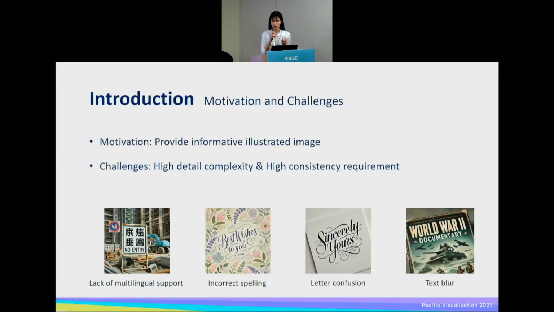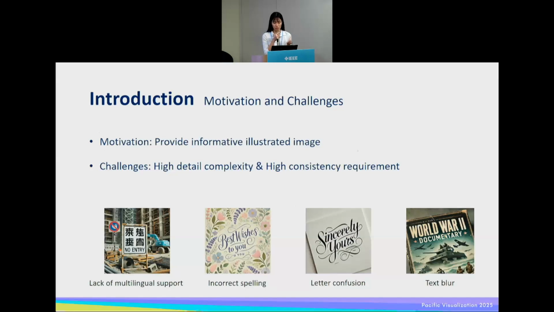So why do we want to work on this project? Because nowadays we already have a lot of diffusion models. They can generate very interesting or very beautiful images, but they cannot provide a very informative illustrated image. So we can use it as educational content, or when we want to have a chart, we cannot just generate it by our diffusion model nowadays. So the challenge here is if we want to generate a textual image, the text itself requires high detail complexity and high consistency, meaning that if the text breaks at some point, then we won't consider it a correct letter.